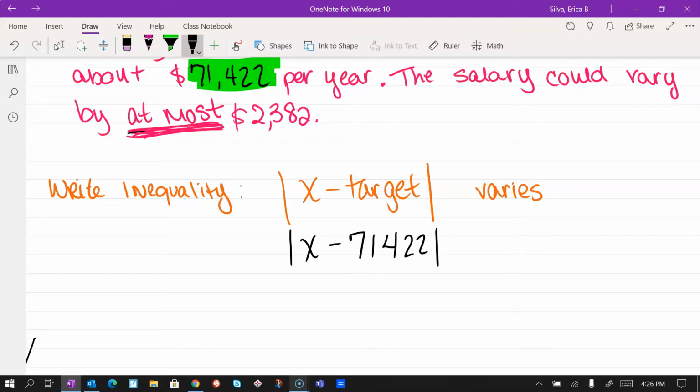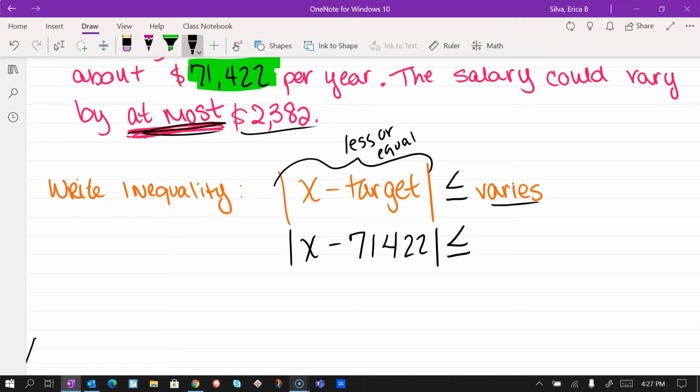71,422. Because it says at most, that means that this side needs to be less than or equal to it. So we use the symbol to represent less than or equal. And then our varied amount is $2,382.